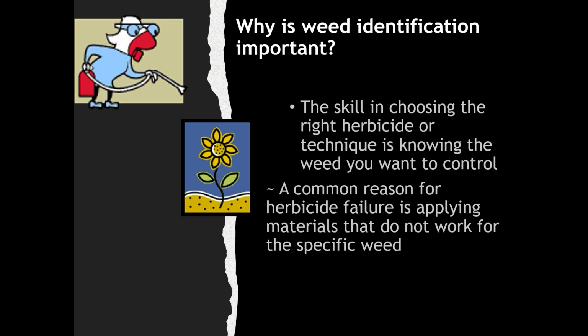So, continuing on why weed species identification is important, even when you are using herbicides, you have to know what weed species you're dealing with, because to control that weed, we have to use the right herbicide. Very often, a common reason why herbicides fail to control a certain weed is because the materials that you are using may not be for that specific weed. In other words, it may not be suitable for controlling that particular weed.